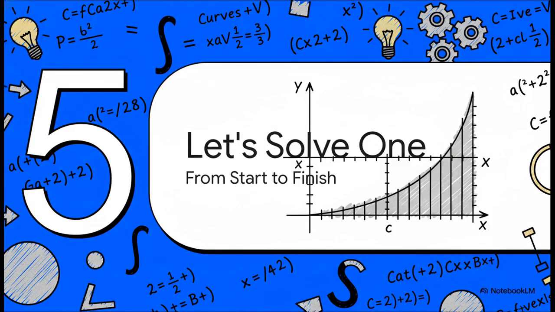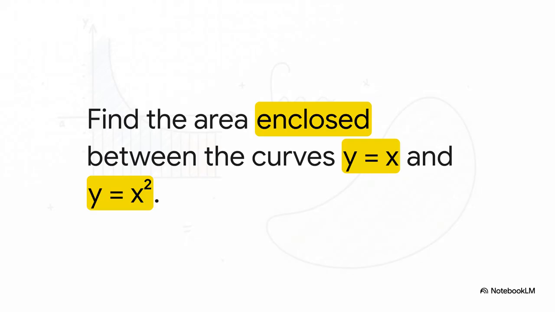Okay, theory is one thing, but let's actually put this into practice. We're going to take everything we've just talked about and walk through a classic problem, step by step. So here's the problem. Find the area of that little region that's enclosed between the line y equals x and the parabola y equals x squared.